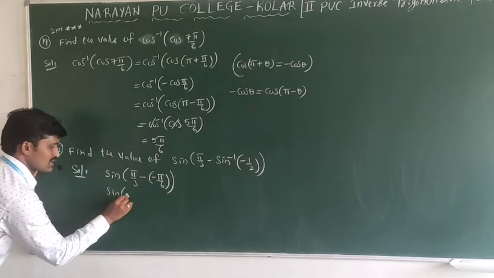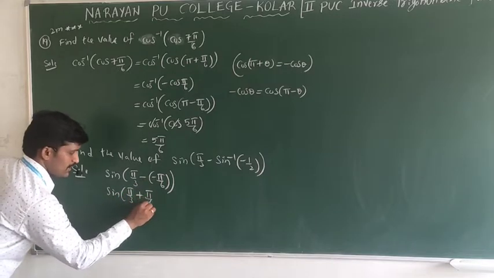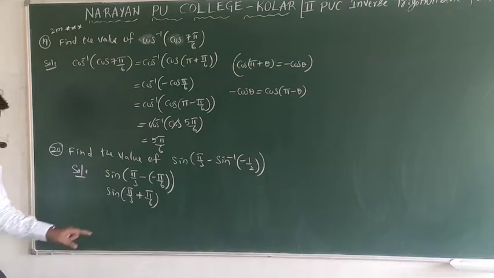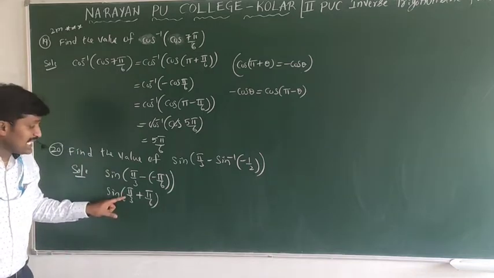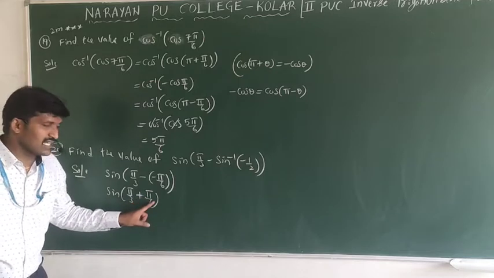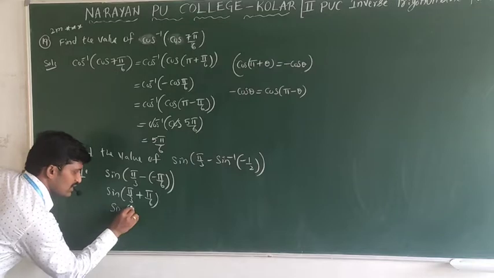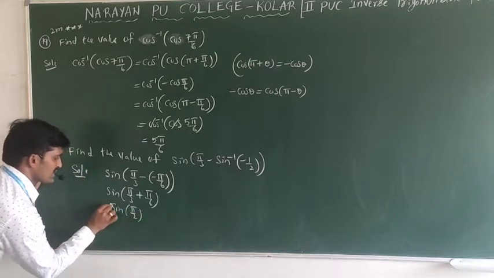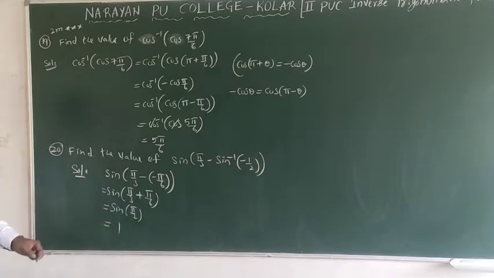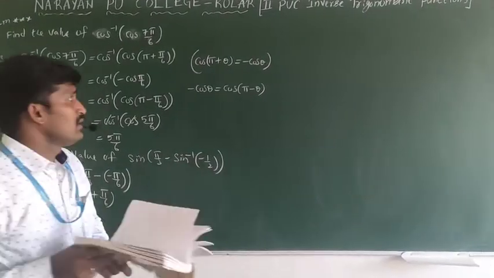From this, what do you write? Sine of pi by 3 minus of minus, plus pi by 6. Clearly, pi by 3 means 60, pi by 6 means 30. 60 plus 30, how much? 90. 90 in terms of radians is what? Pi by 2. Now what is the sine pi by 2 value? 1. 1 is the answer for this given question. Next.